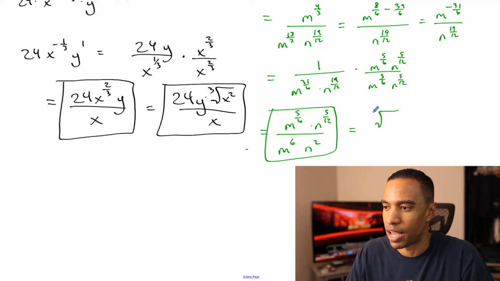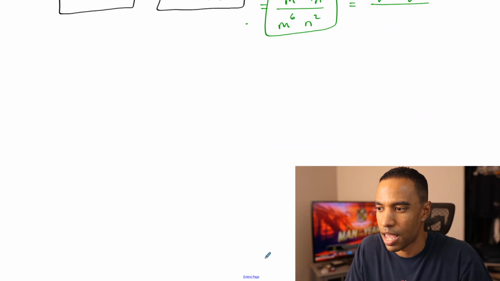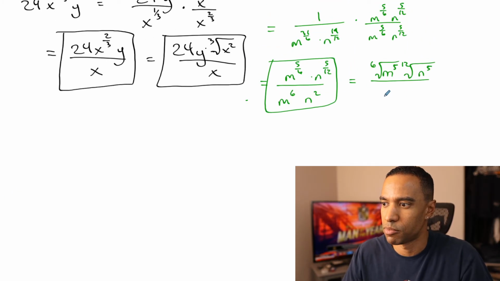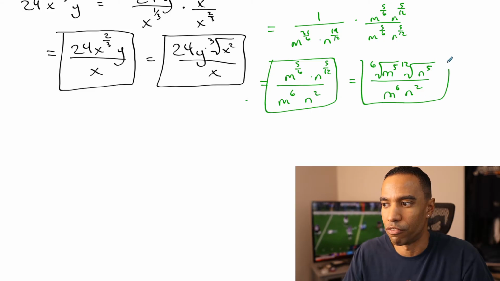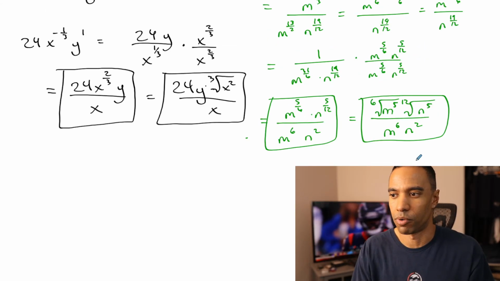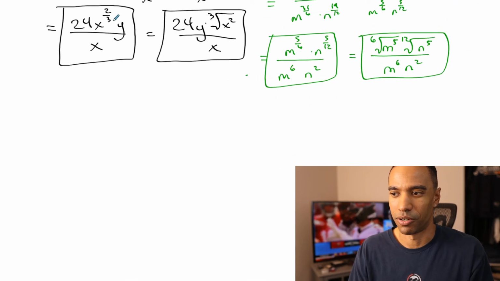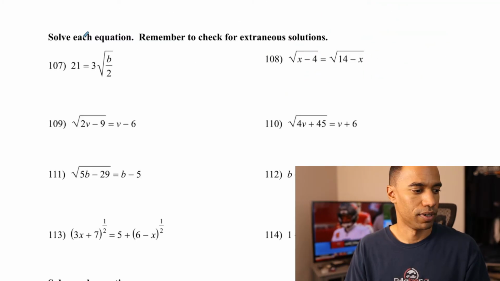If I radicalize those, I'll have 6th root of m to the 5th times the 12th root of n to the 5th, all divided by m to the 6th times n squared. Whoops. M to the 6th n squared. I don't know if that's right or wrong. I tried. I might have messed up on a fraction somewhere, but that is problem 106. Oh boy. Okay. Moving forward.